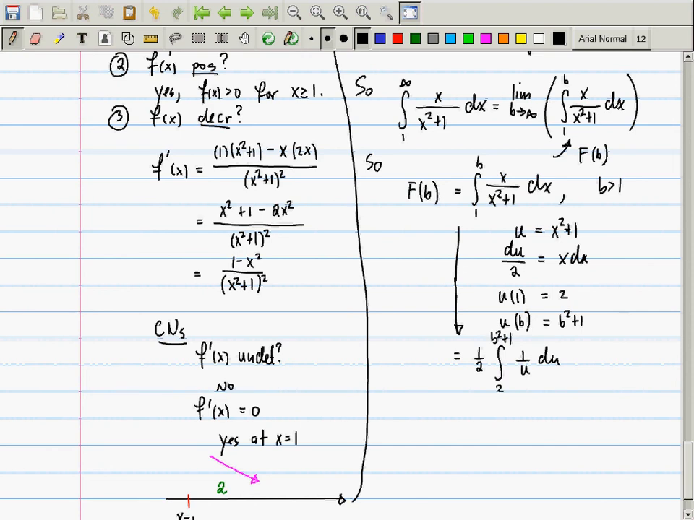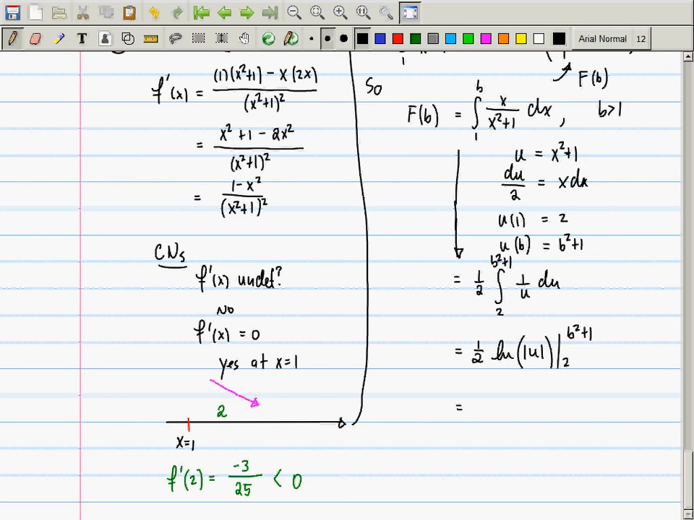Okay, so what is the antiderivative of 1 over u du? Log of the absolute value of u, so half log absolute value of u evaluated from 2 to b squared plus 1. Okay, so then after plugging this in, half the log of b squared plus 1 minus the log of 2, like so. So this is F of b. That's the area under the curve between 1 and b. So in order to find the original integral, now we need to allow b to go to infinity, right? We're letting b go all the way to the right.